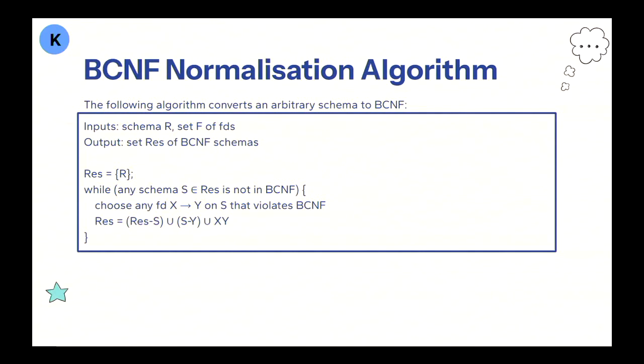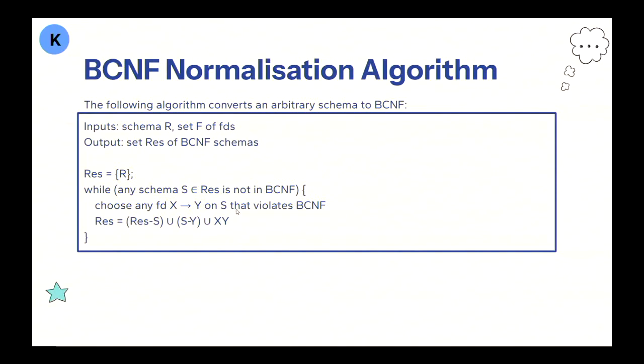And now let's see how we can really do this decomposition or normalization for BCNF or third NF. So for BCNF, this is a pseudocode of the algorithm for the normalization process. The inputs are the schema and the set of functional dependencies, and the output is a set of smaller schemas in BCNF.